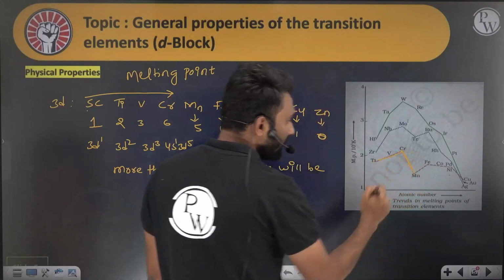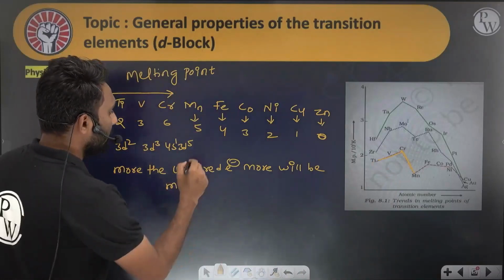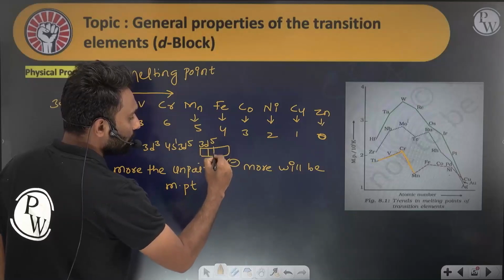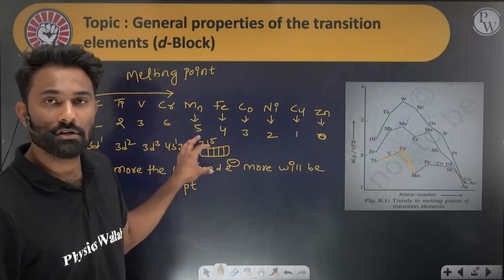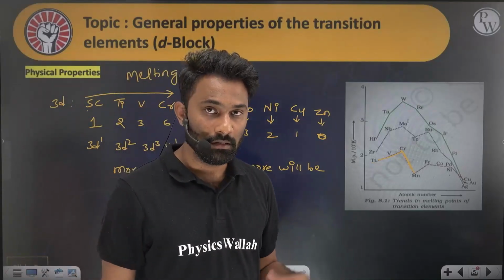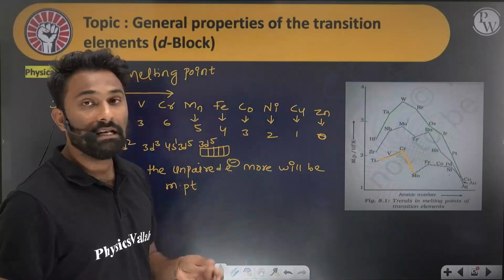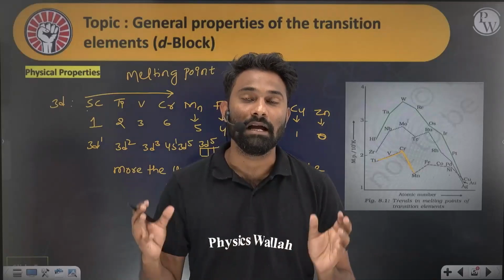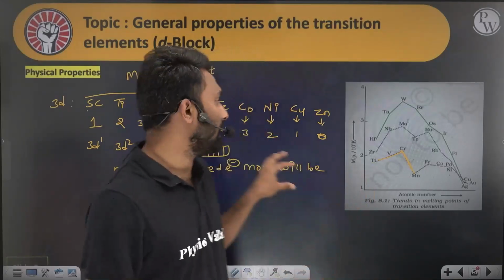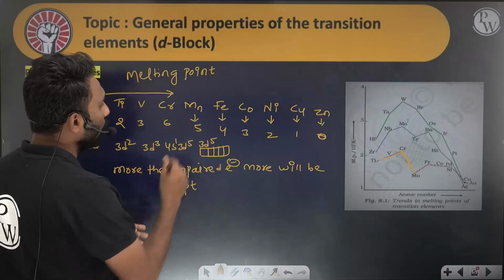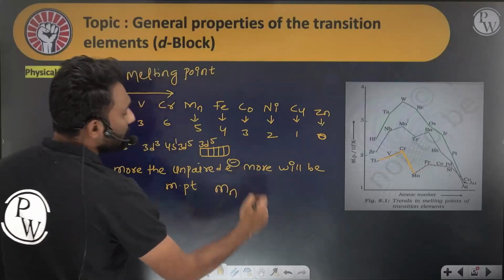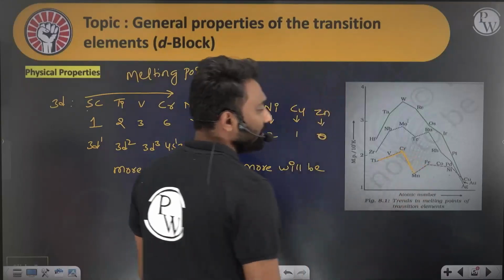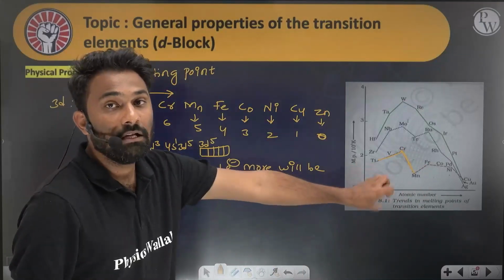manganese. ಯಾಕಂದ್ರೆ ಇಲ್ಲಿ ನೋಡಿ, ಮ್ಯಾಂಗನೀಸ್ಗೆ d5 stable electronic configuration ಇರುತ್ತೆ. Due to the presence of d5 stable electronic configuration, manganese will not form the bond strongly. Manganese will not form stable bonds. ಅದಕ್ಕೋಸ್ಕರನೇ manganese is having low melting point.